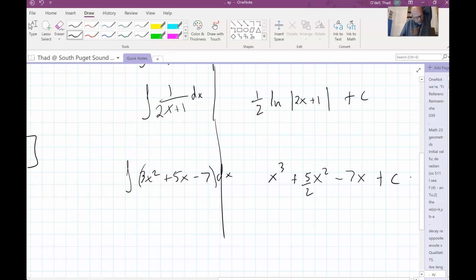Okay, so I encourage you to go and practice this. If you know your basic derivatives really well, this shouldn't be too bad. But it still is going to be a little bit of a learning curve because you've got to get used to going backwards. So practice, practice, practice.